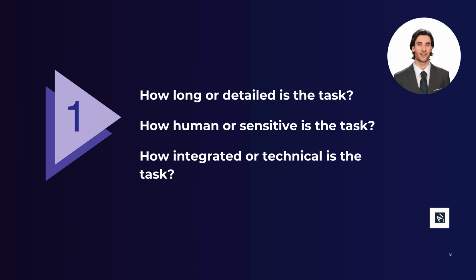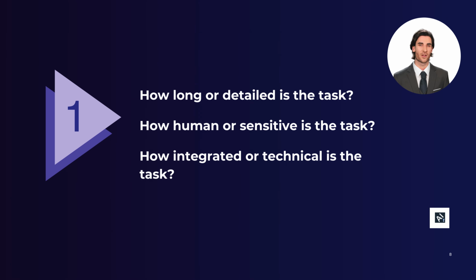First, how long or detailed is the task? If you're working with long reports, leadership decks, or documents over 10 pages, use a model that handles long context well, like Claude 3 or GPT-4o. Second, how human or sensitive is the task? If your prompt involves people dynamics, emotional tone, or internal communication, Claude 3 is strong at writing with nuance. If it's about logic, planning, or prioritization, GPT-4o or higher gives cleaner, structured output.